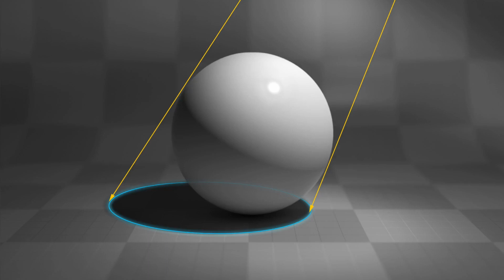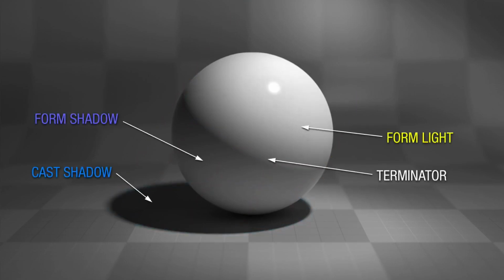By the way, did you know that the shape of the cast shadow is created by the shape of the terminator line? That's pretty cool and pretty nerdy, but you came here to learn, so I'm giving you everything I know. Alright, these are the 4 basic light effects that allow us to separate light and shadow. There's form light and form shadow, and there's the terminator, which separates the two and projects the cast shadow. You can do a lot with these 4, and it's important that you understand them.